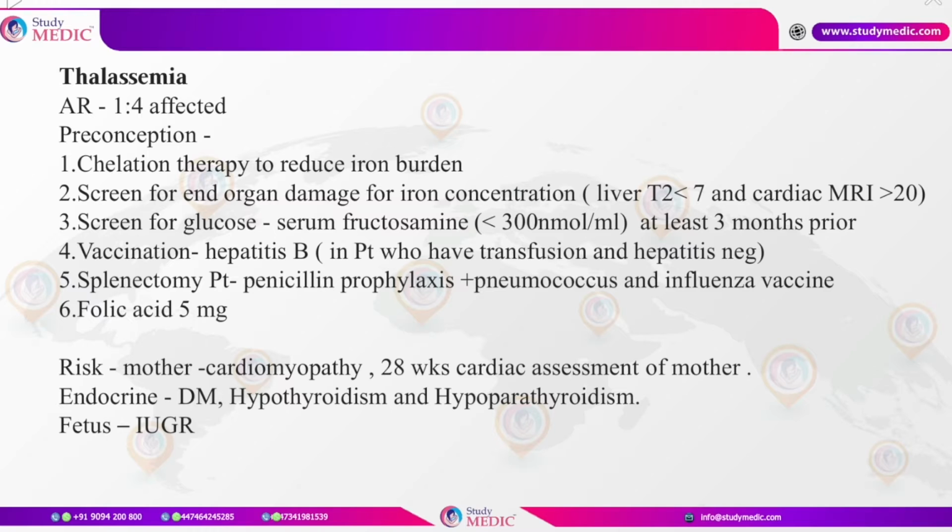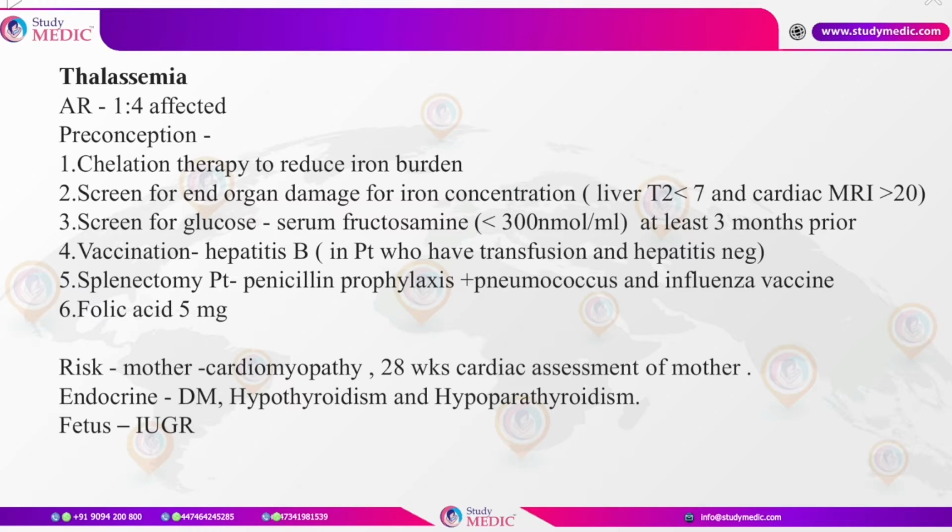Screen for glucose by means of serum fructosamine at least 3 months prior. Why not HbA1c? Because repeated transfusion will give a low measurement of HbA1c, and that's the reason serum fructosamine will be considered the preferred choice over here. Vaccination: hepatitis B in a patient who has had transfusion and hepatitis negative status.